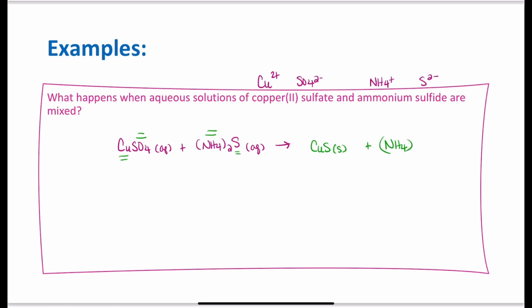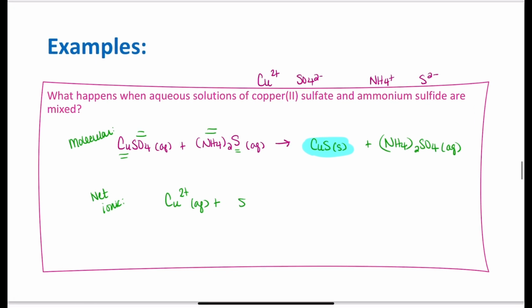And then ammonium sulfate, which is soluble, because ammonium salts are always soluble. So that one is soluble. But the driving force of this reaction is the formation of the copper(II) sulfide. So again, this is your molecular equation, but if I wanted your net ionic, which just shows the driving force of the reaction, I have a copper(II) ion reacting with a sulfide ion, forming copper(II) sulfide. And that is the driving force of your reaction. That's why it's even proceeding.